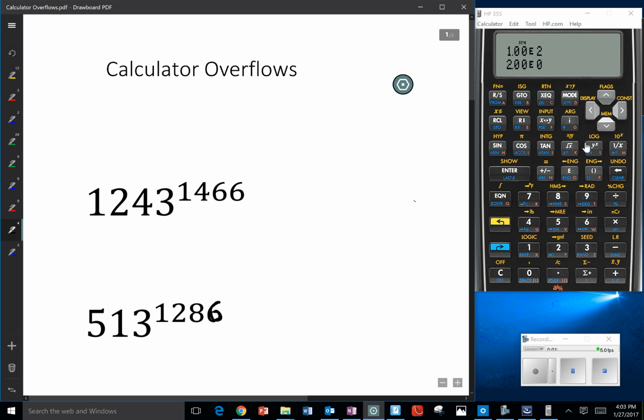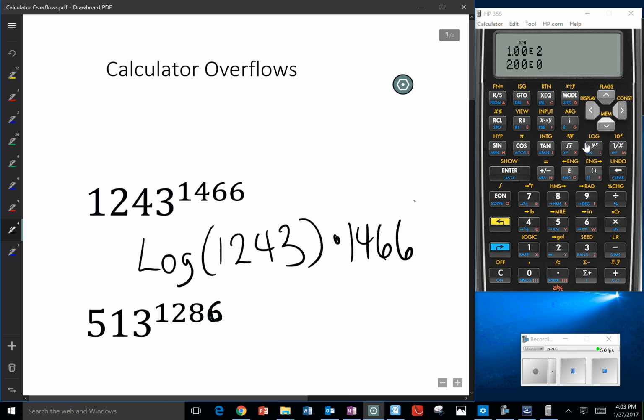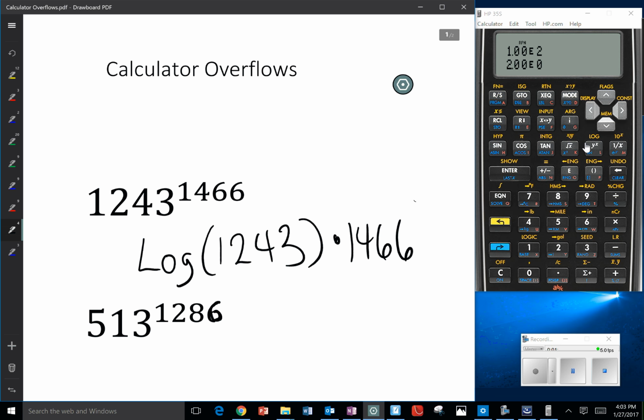So the first thing we're going to do is take the log of the base number, and multiply that by the other number. I'm not going to go into why that works right now, but that's what we're going to do. If I take the log of 1,243, I get 3.09. So that's the power of 10 that it is. I'm going to multiply it by 1,466. All right, I get that number.